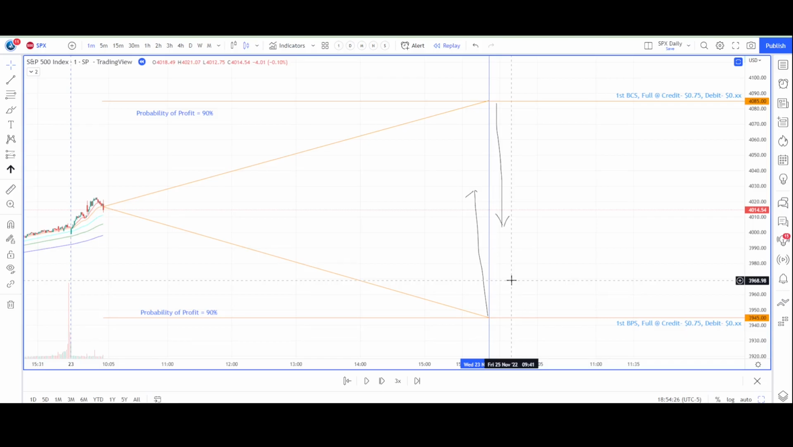Now, I will typically go one delta further out when entering an iron condor. Typically when entering a bull put spread, I'm looking for a delta between 7 and 9 for my short leg. For an iron condor, I might be looking for a delta between 6 and 8. For the bear call spread, normally I'd be looking for a delta between 4 and 6. But if I'm entering an iron condor, I now might be looking for a delta between 3 and 5 for my short leg.